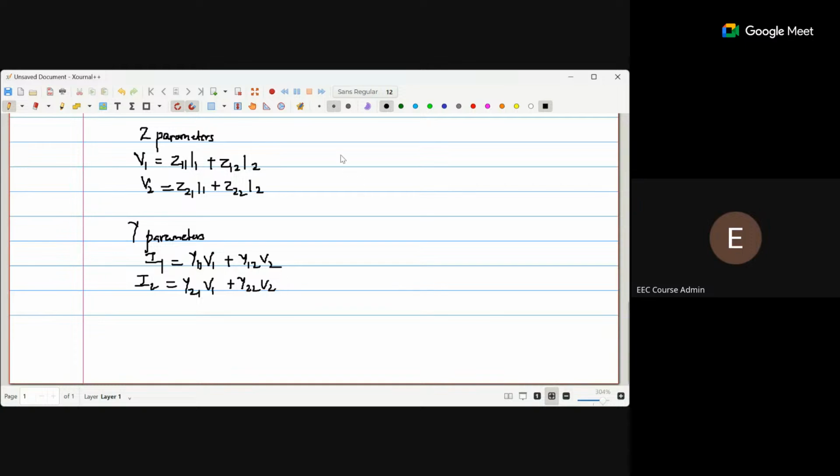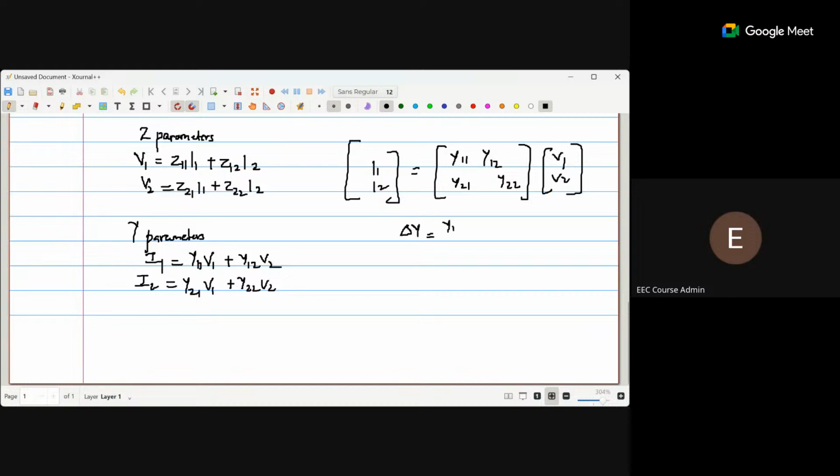So it will be like I1 I2 equal to matrix form Y11 Y12 Y21 Y22 into V1 V2. So this delta Y will be Y11 Y22 minus Y21 into Y12.